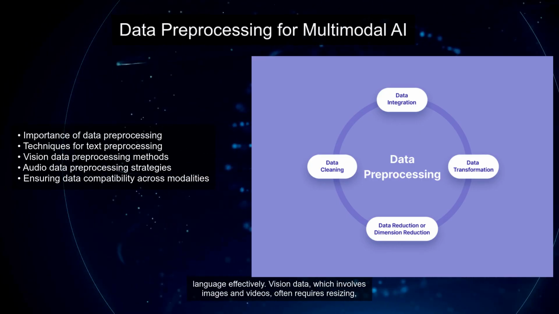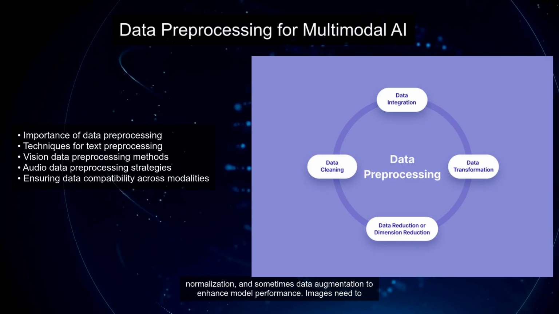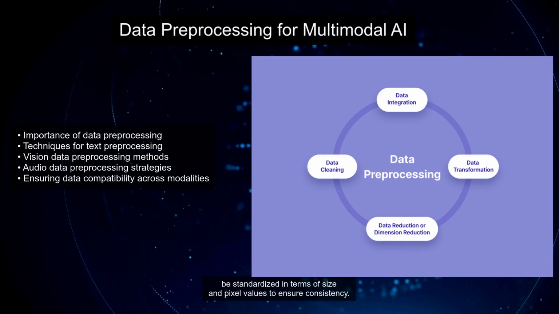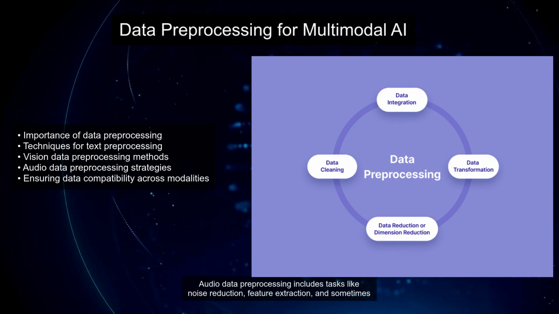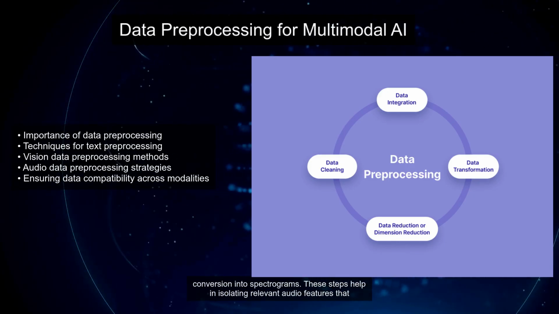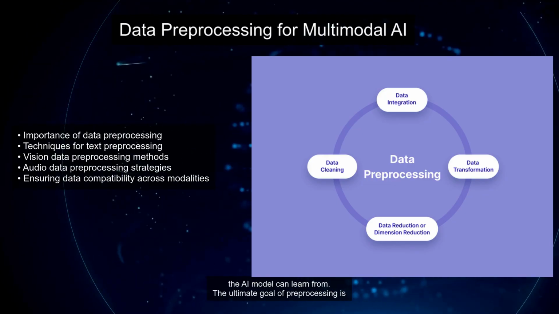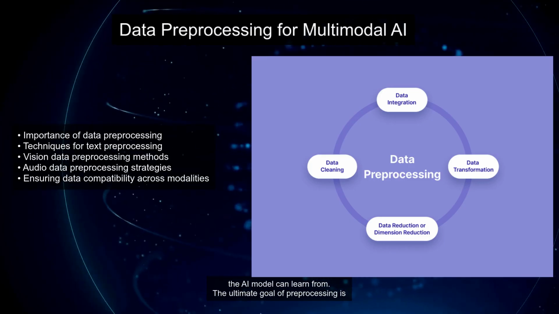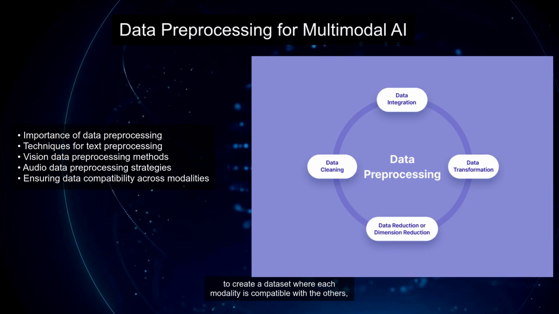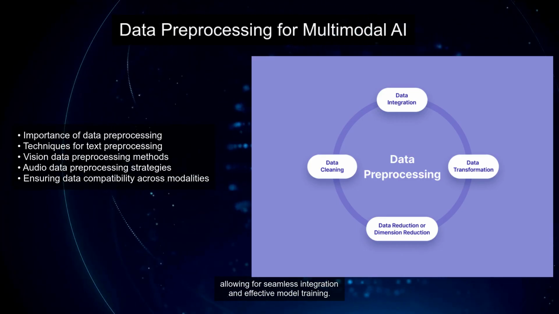Vision data, which involves images and videos, often requires resizing, normalization, and sometimes data augmentation to enhance model performance. Images need to be standardized in terms of size and pixel values to ensure consistency. Audio data preprocessing includes tasks like noise reduction, feature extraction, and sometimes conversion into spectrograms. These steps help in isolating relevant audio features that the AI model can learn from. The ultimate goal of preprocessing is to create a dataset where each modality is compatible with the others, allowing for seamless integration and effective model training.